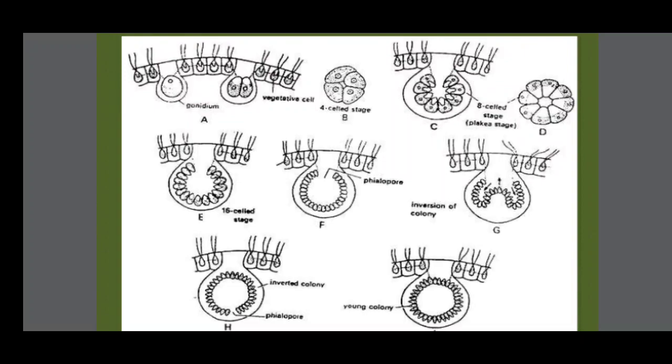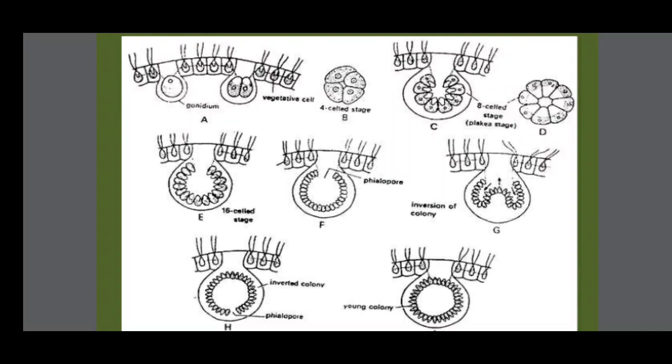A hollow cavity is formed in the posterior end of the coenobium. In this cell, the flagella are retracted. After the flagella are retracted, these cells are called gonidia. So the gonidia divide by longitudinal asexual division.